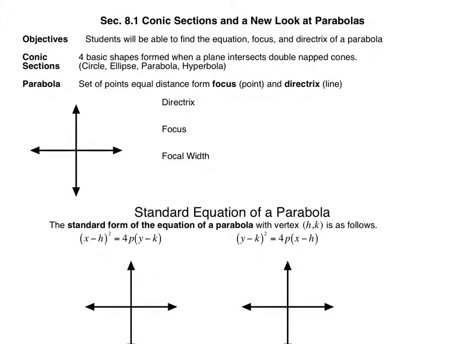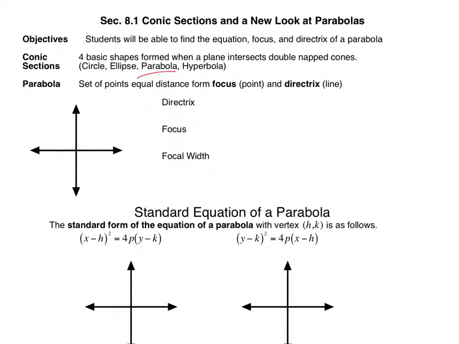So today we're going to look at parabolas. There are 4 basic conic shapes that come from that double nap cone that I just showed you: circle, ellipse, parabola, and hyperbolas. So we are going to study the parabola today. Very exciting. It's the easiest one, I think.